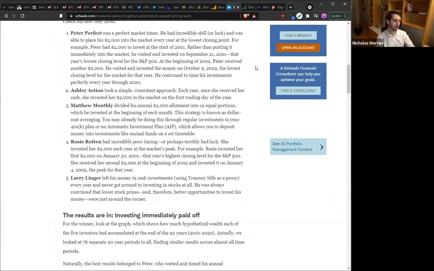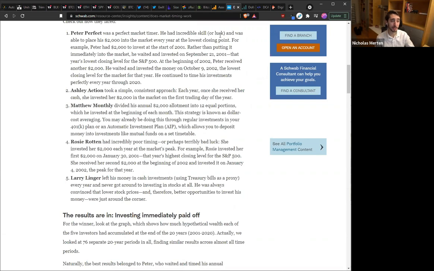So let's go ahead and take a look at these different personalities. They first start off with the most optimal scenario, and this is what everyone desires to be. They desire to be Peter Perfect. I love the names they came up with because they match the situation they're in and how they approach markets. Peter Perfect is a perfect market timer.